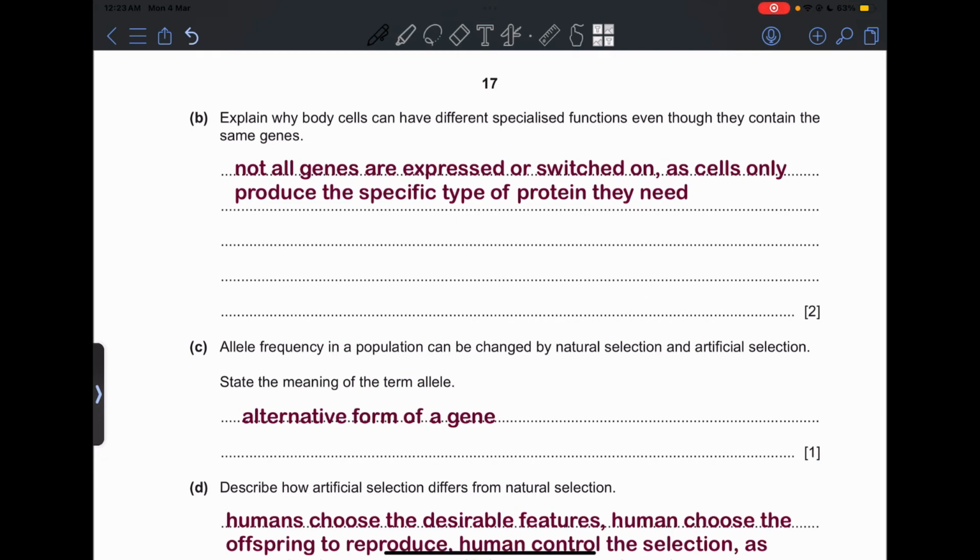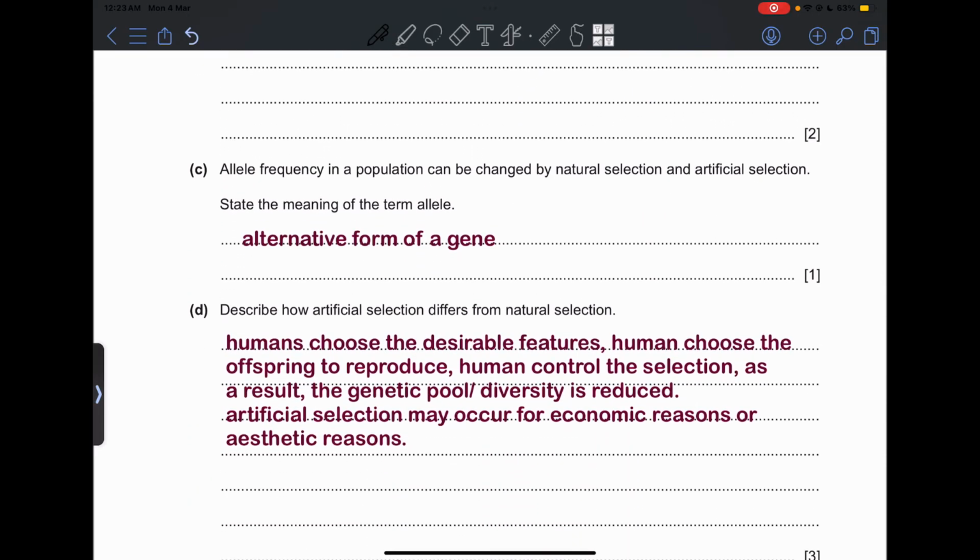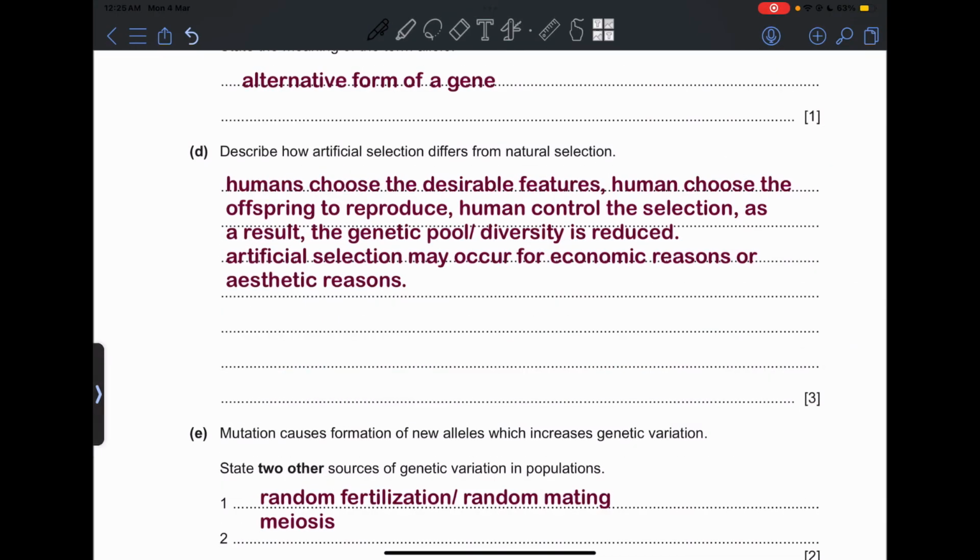Allele frequency in a population can be changed by natural selection and artificial selection. State the meaning of the term allele. It is the alternative form of a gene. So D says, describe how artificial selection differs from natural selection. In artificial selection, the humans actually control the selection, not nature. So humans will choose the desirable features, which means that, for example, if they have a cow, they only want the cows that produce a lot of milk. They don't want the cows that don't produce a lot of milk.